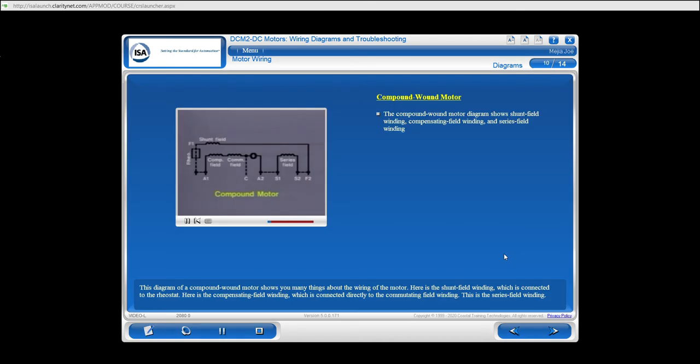This diagram of a compound wound motor shows you many things about the wiring of the motor. Here is the shunt field winding, which is connected to the rheostat. Here is the compensating field winding, which is connected directly to the commutating field winding. This is the series field winding.